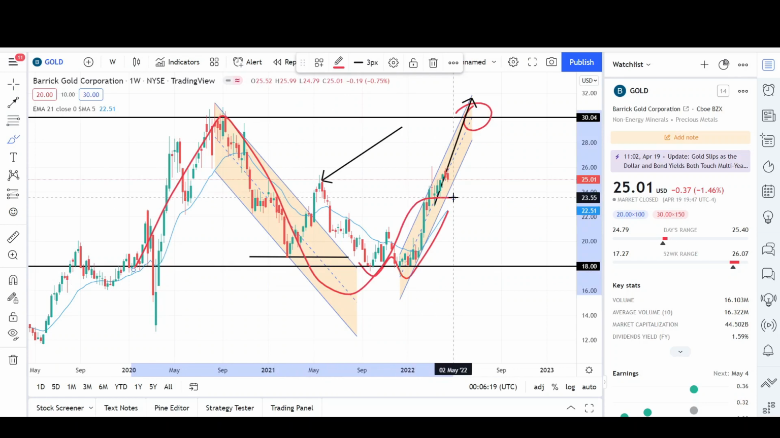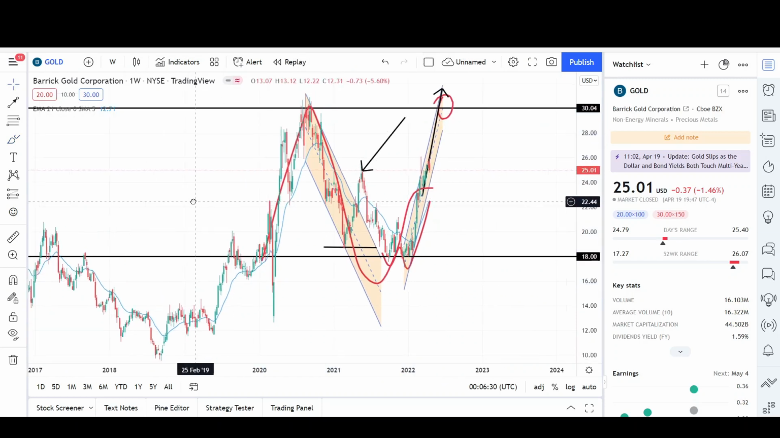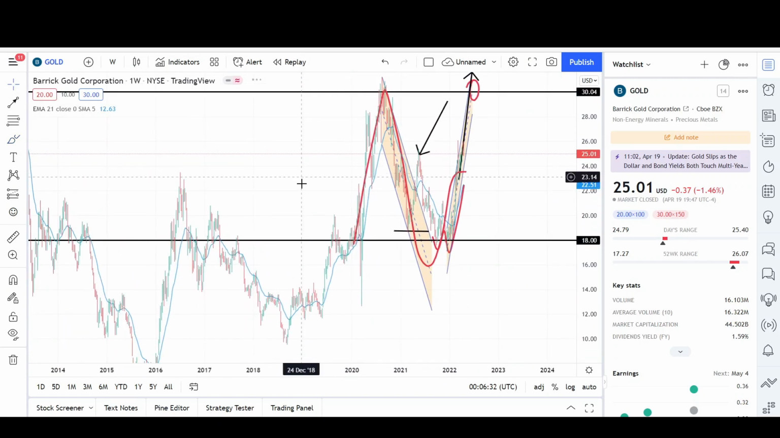So this is definitely a range. Since we are at the lows of the range, I'm looking for higher prices. This is definitely bullish looking on the chart. We're seeing a lot of buying come into the market, but I'm looking for a pullback in the short term and higher prices in the long term.